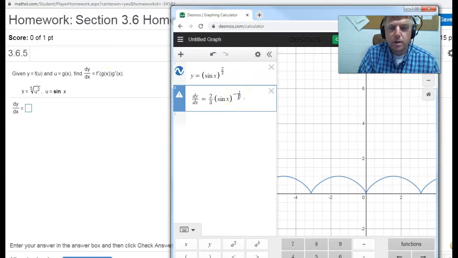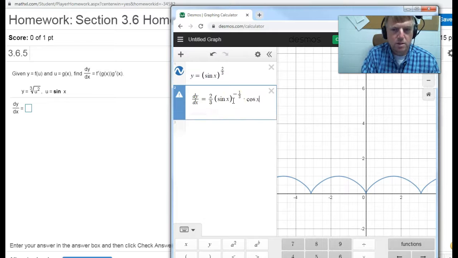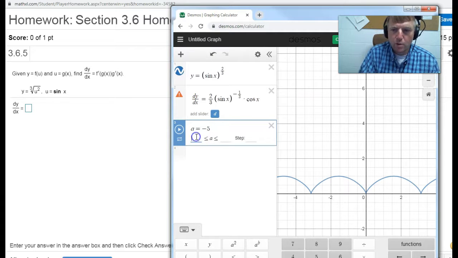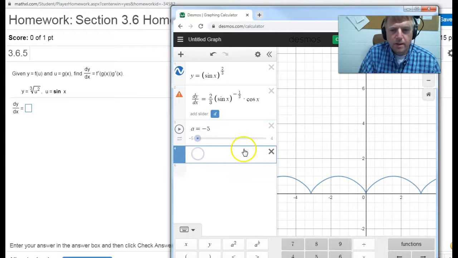To that we multiply the derivative of sine. What's the derivative of sine? Once again, it's cosine. And then there is my derivative. Okay. I'm going to do the a trick again. So a equals, let's do negative 5. And we'll go between negative 5 and 4. That's all I have room for here in this picture.